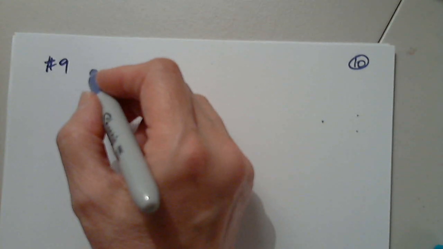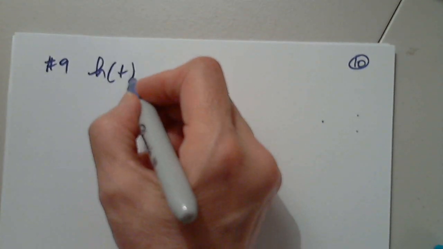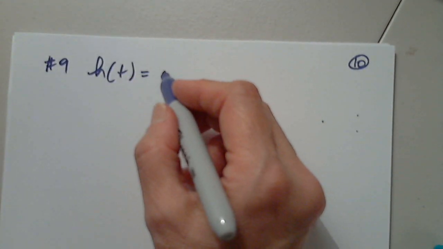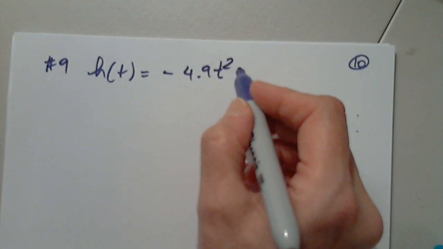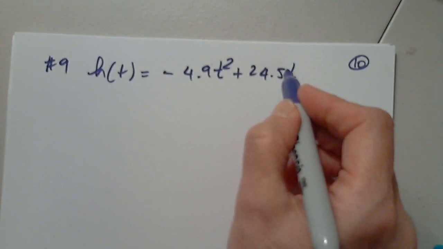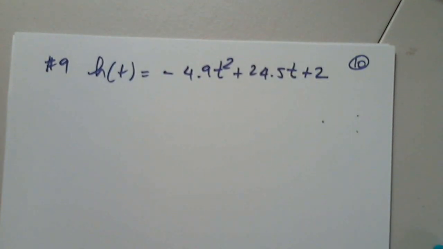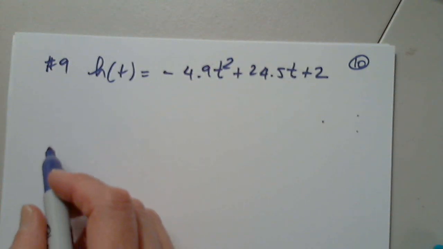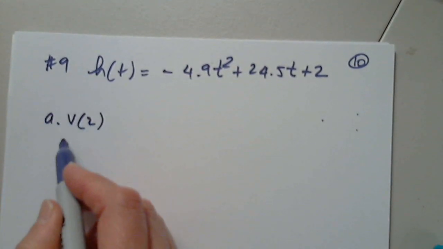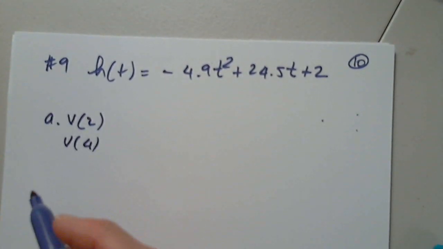And the distance, so this is number 9. And we have h of t, of course, is negative 4.9 t squared plus 24.5 t plus 2. That's the correct descending order. And then they want the velocity after 2. Okay, so part A, velocity at 2 and 4.